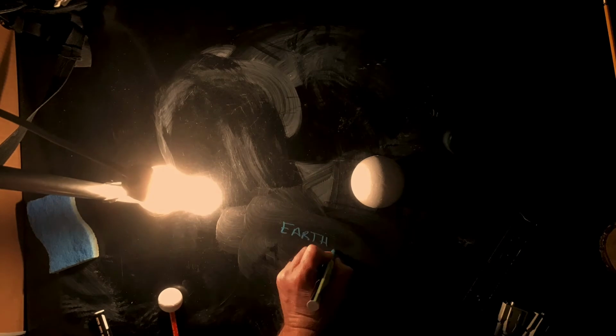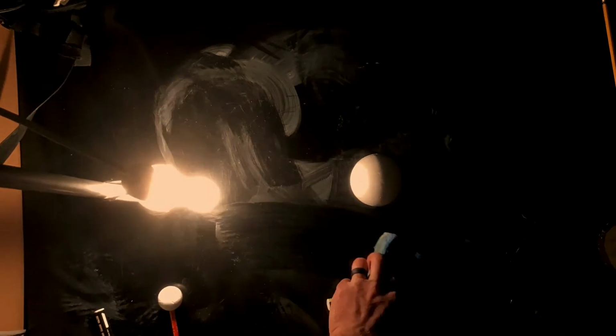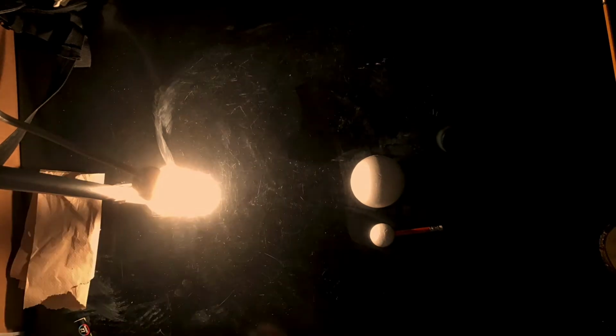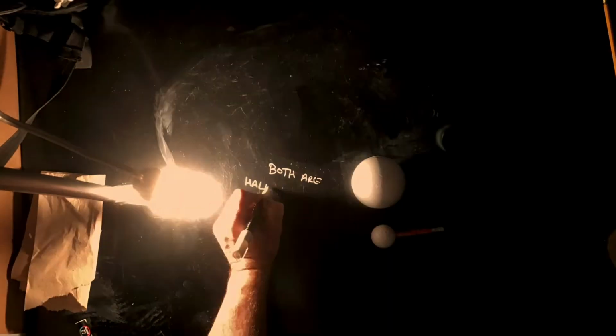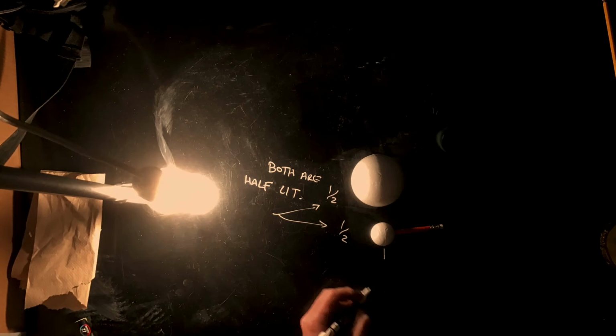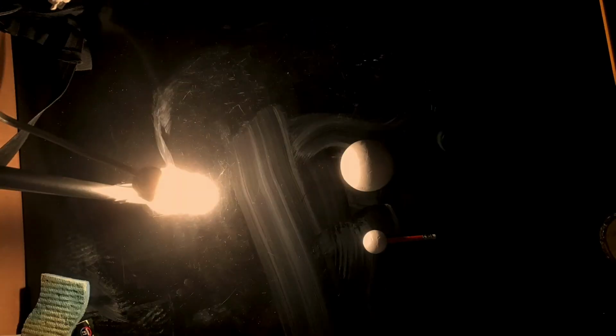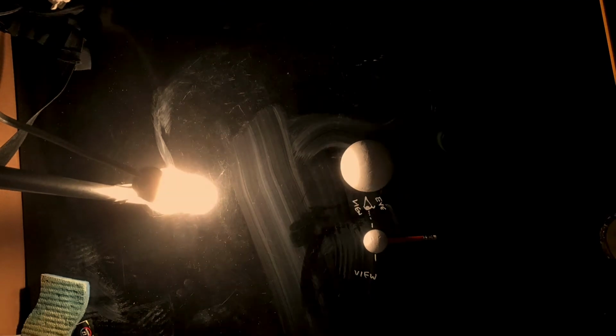Now, as the moon travels around the earth, it's interesting to think about how that changes what we perceive from earth in terms of moon phases. Both are always half lit, no matter where they are as they travel around the sun. Our perspective, again, is different.